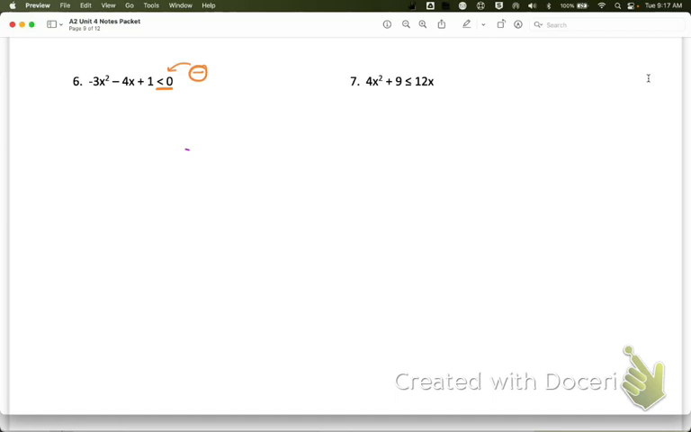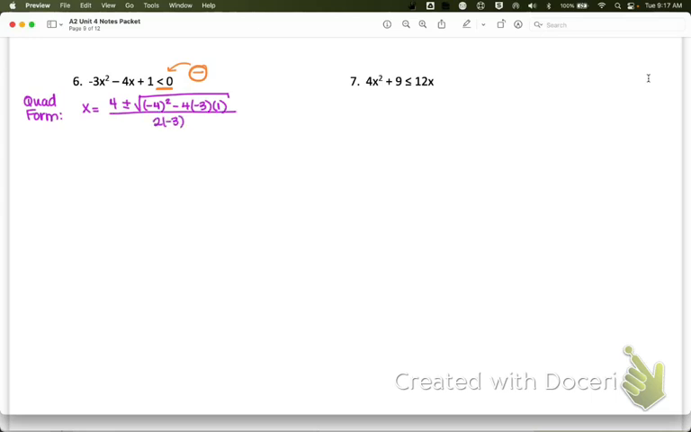This, I cannot use square roots. It's also not factorable. Nothing multiplies to -3 and adds to -4. I also would not want to use completing the square on this one, which means we have to use the quadratic formula, okay? So quadratic formula, x equals the opposite of b, so +4, plus or minus the square root of -4 squared minus 4 times a, which is -3, times 1, which is c, all over 2 times a, which is -3.